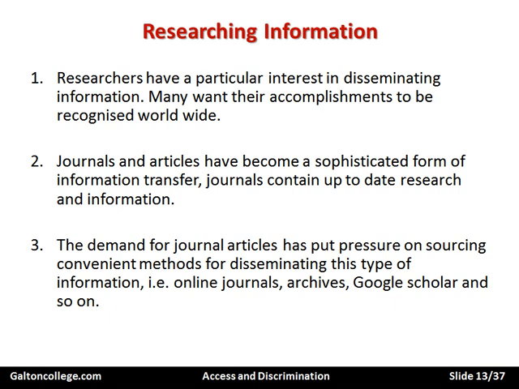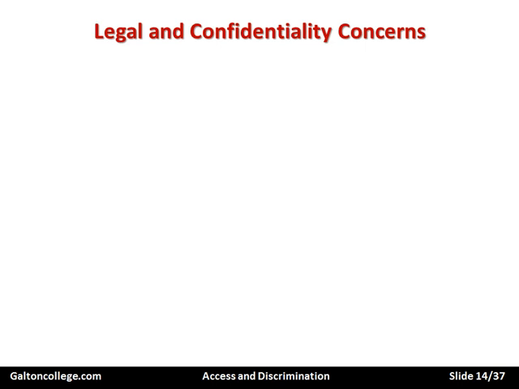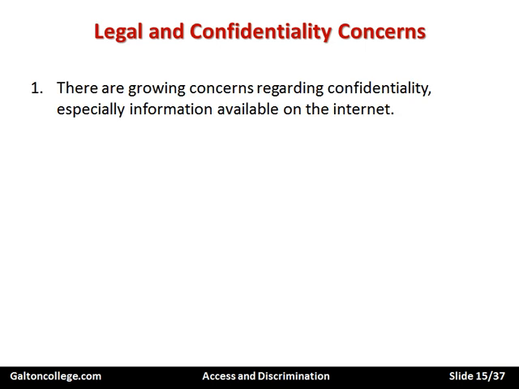So there are many ways in which information is put out onto the web for people to use, and there are many ways in which the users can tap into that information. Now, there are legal and confidentiality concerns that need to be addressed here. There's growing concern regarding confidentiality, especially of the information that's available on the net, and many countries' legal systems are working hard to see what sort of remedies and what sort of security can be given to individuals regarding confidentiality issues.